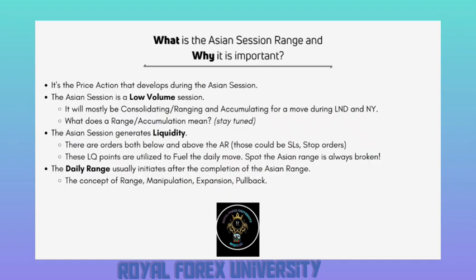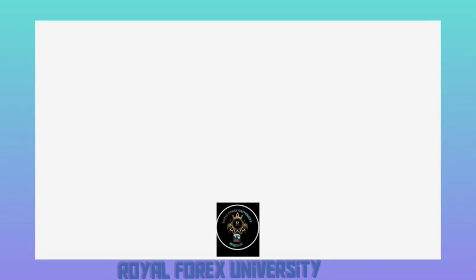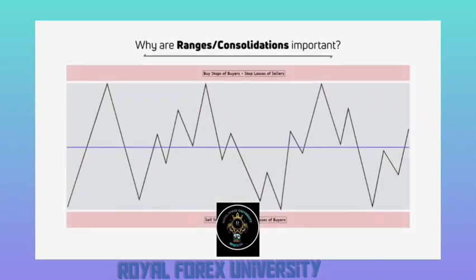And the daily range usually initiates after the completion of the Asian range. So after the Asian session ends, the Asian session range is completed, then we usually have the daily range being filled, which we're also going to have a look at in a bit, okay? And pretty much we're going to look at the concept of range, manipulation, expansion, and then a pullback, which is pretty much how the daily range looks. Right now, let's pay attention to what is a range and why a range is important.